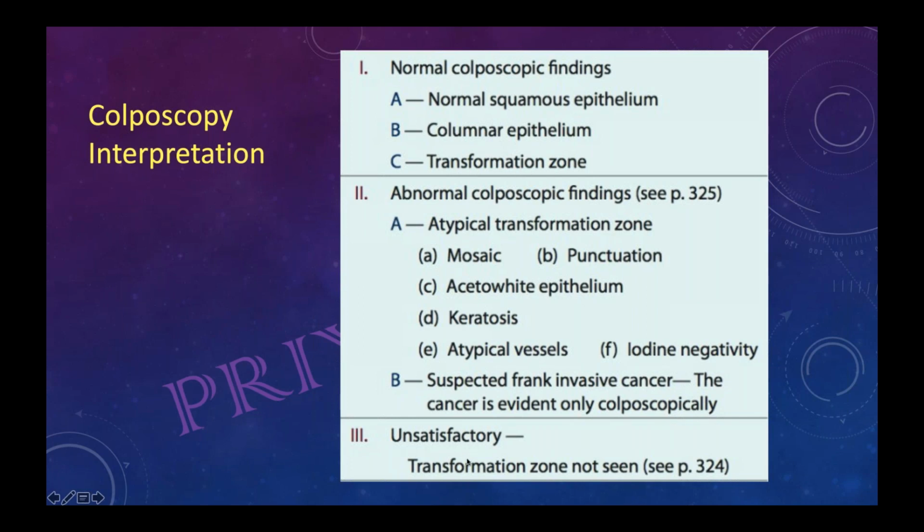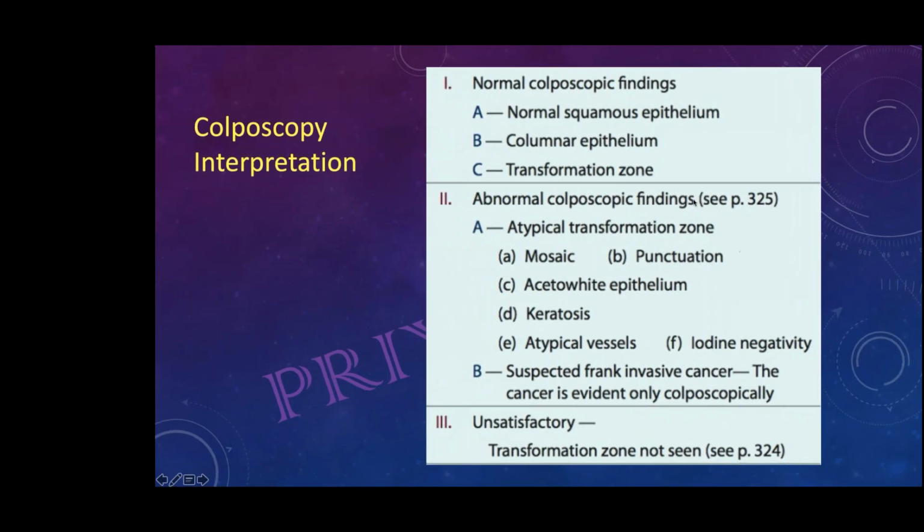If they say it is inadequate, you will find that in a table we'll do just now. If it is unsatisfactory, that is, if we are not able to see any transformation zone, it will be inadequate or unsatisfactory. This is just a sum up of abnormal colposcopy findings that I have already explained. There can be mosaic, punctation, acetowhite epithelium, atypical vessels, or iodine negative area.